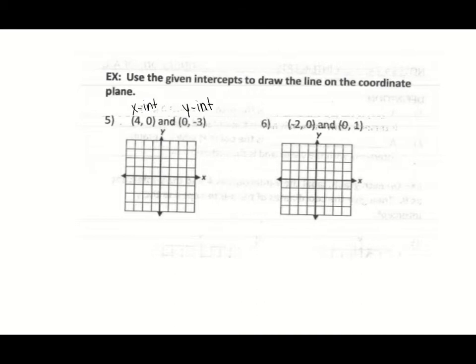So our first point is 4, 0. That means we're going 4 in the x direction. 1, 2, 3, 4 here. And our y-intercept, 0 in the x, so we're going to stay on our y-axis, and -3. 1, 2, 3, down 3. So that makes this our line right here.